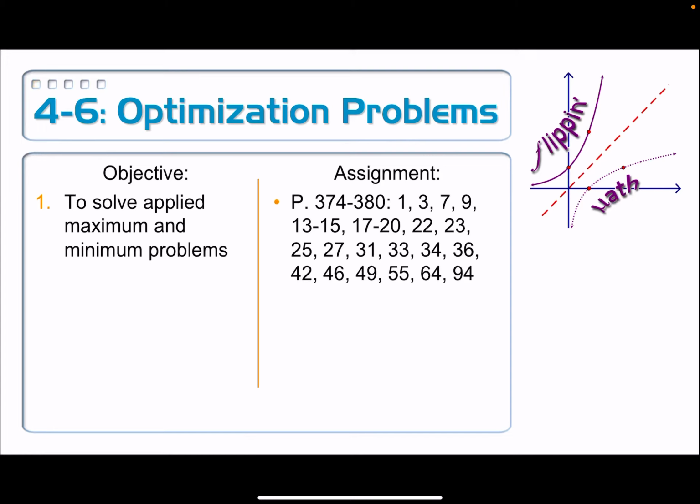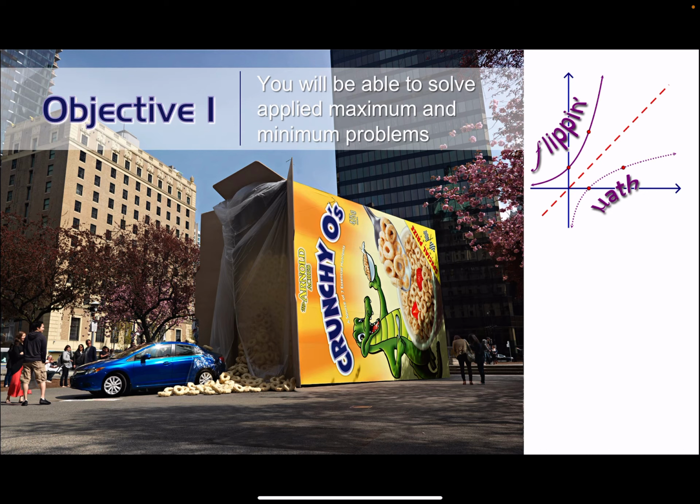For today's lesson, we're doing optimization problems. Our objective here is to solve applied maximum and minimum problems. Take a look at the picture here. You've got this gargantuan box of cereal, but who really cares about the cereal? What we care about is the prize that's inside. And in this case, it's a Honda Civic.